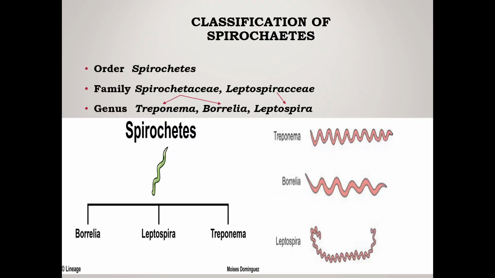Classification of spirochetes. The order Spirochetes includes two families: Spirochetaceae and Leptospiraceae. Family Spirochetaceae includes two genera, Treponema and Borrelia. The Leptospiraceae family includes Leptospira. You see different morphological characteristics of Treponema, Borrelia, and Leptospira.